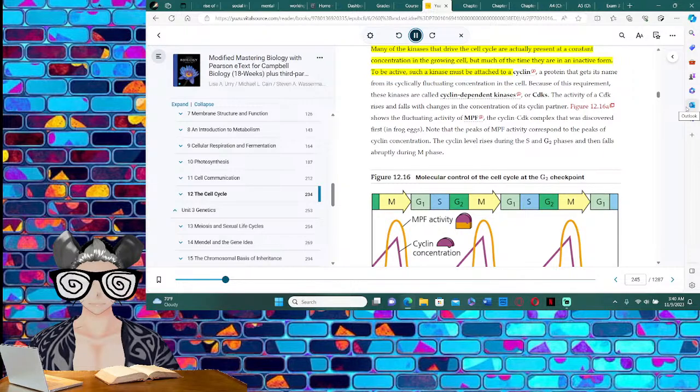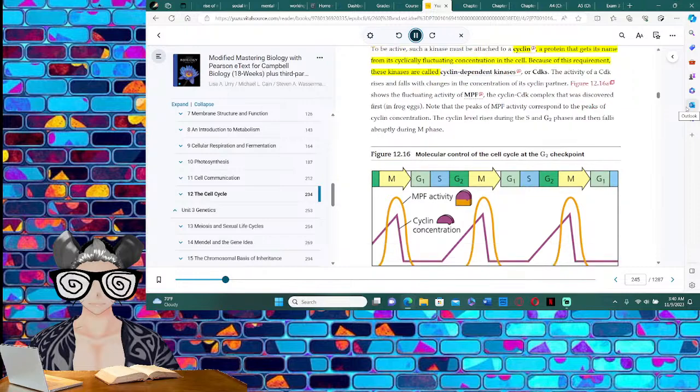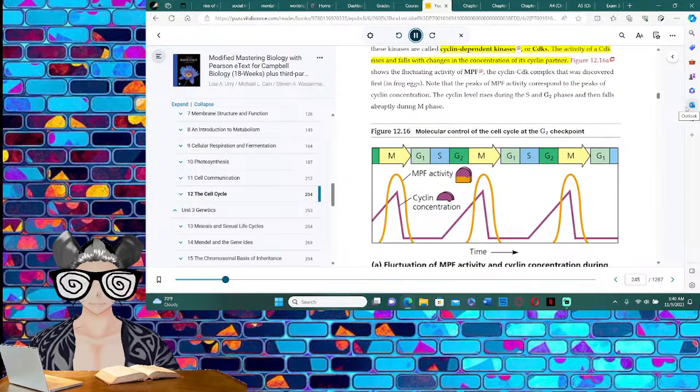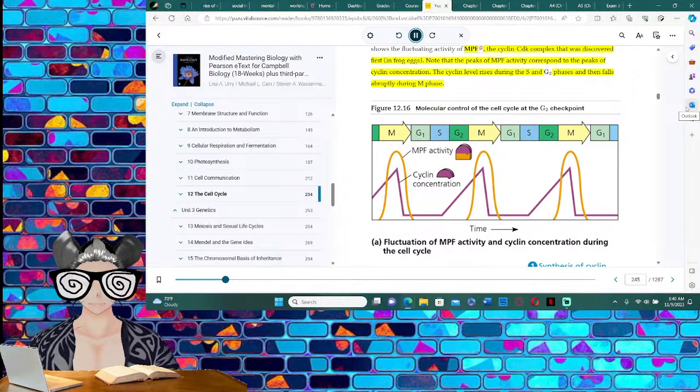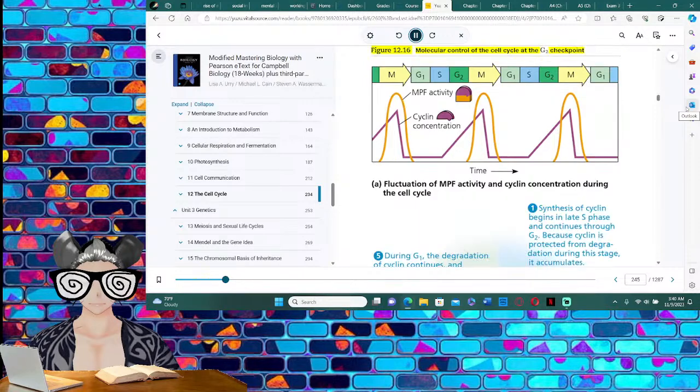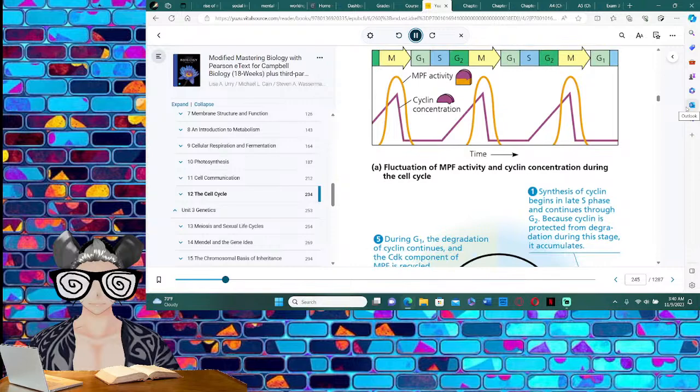To be active, such a kinase must be attached to a cyclin, a protein that gets its name from its cyclically fluctuating concentration in the cell. Because of this requirement, these kinases are called cyclin-dependent kinases, or CDKs. The activity of a CDK rises and falls with changes in the concentration of its cyclin partner. Figure 12.16 shows the fluctuating activity of MPF, the cyclin-CDK complex that was discovered first, in frog eggs. Note that the peaks of MPF activity correspond to the peaks of cyclin concentration. The cyclin level rises during the S and G2 phases and then falls abruptly during M phase. Figure 12.16 Molecular control of the cell cycle at the G2 checkpoint.